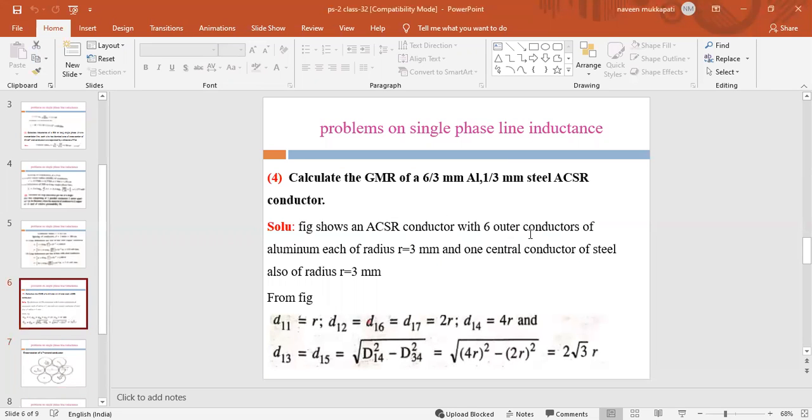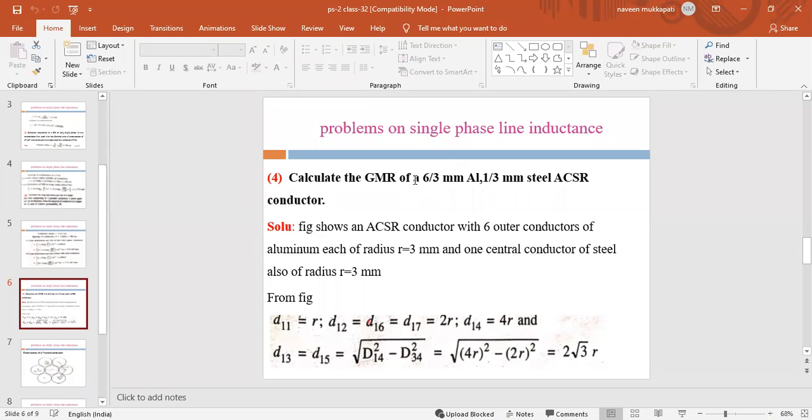ACSR conductor with 6 outer conductors of aluminium, each of radius R equal to 3 mm. The 6 outer strands are each 3 mm and made up of aluminium. And also one strand, also 3 mm, is made up of ACSR. That is the meaning of this line.